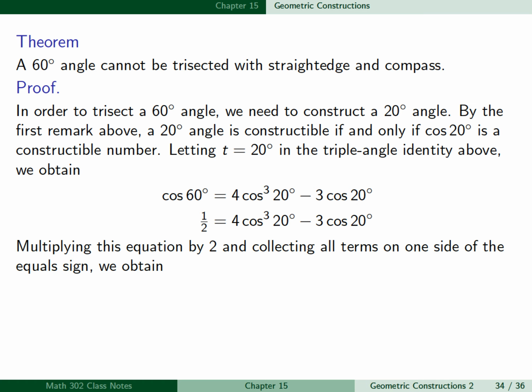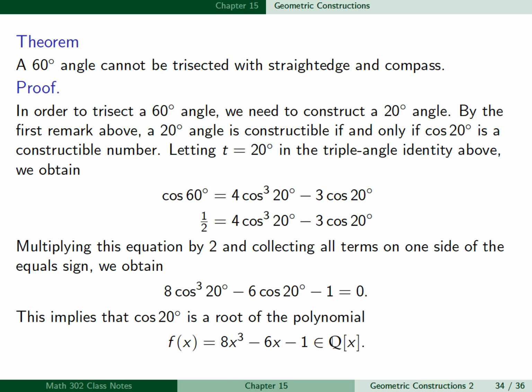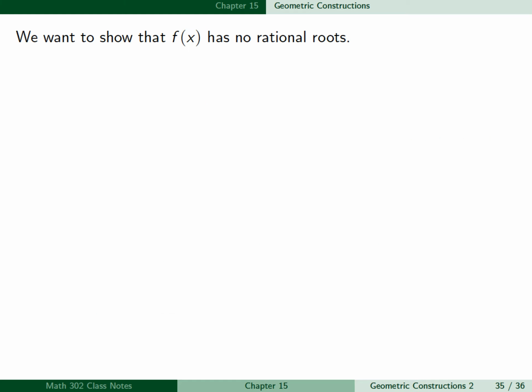And multiplying this equation by 2 and collecting all terms on one side of the equal sign, we obtain 8 times cosine cubed of 20 degrees minus 6 times cosine of 20 degrees minus 1 equals 0. And this implies that cosine of 20 degrees is a root of the polynomial f of x equals 8x cubed minus 6x minus 1, which has rational coefficients. And we want to show that f of x has no rational roots.